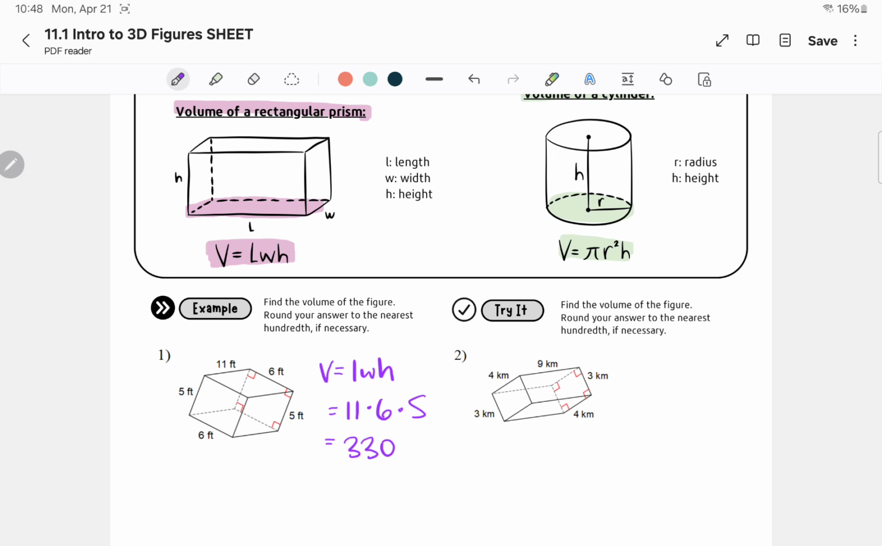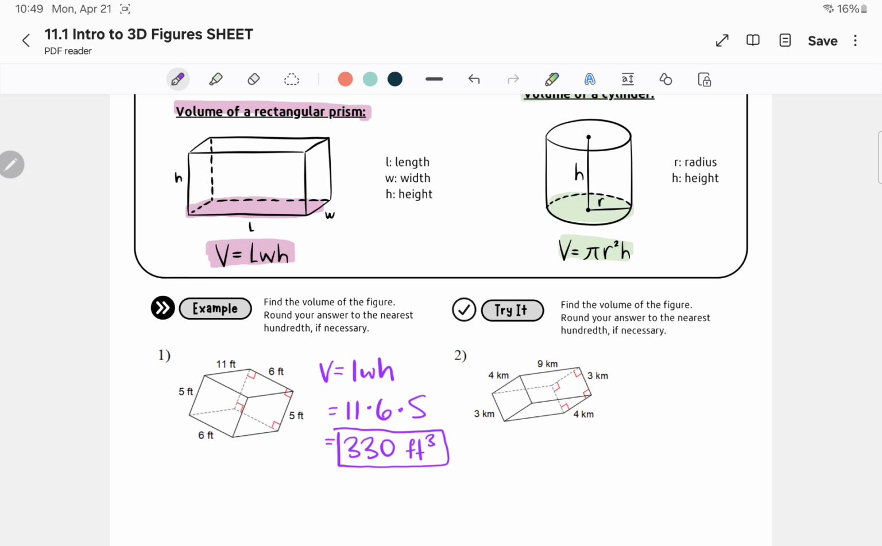Now, how do we write our units, right? This is three-dimensional figures, right? So we can't use feet. We can't even use feet squared. We have to use feet cubed, right, to show those 3 dimensions. It's length, width, and height. So that's why it is feet to the third power, which is cubic feet.